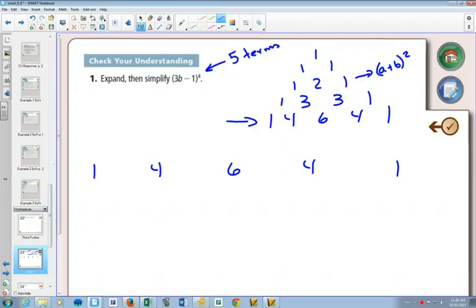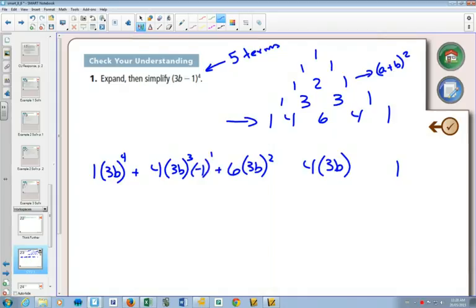And whatever my first term is, which is 3b, that's going to be to the power of 4, and that 3b is going to go down by 1 each time until there's none left in the last one. And our second thing, which is negative 1, is going to start with one of them here, 2 of them there, 3 of them there, and finally all 4 of them there. So our first term goes 3b to the 4, then 3b cubed, 3b squared, 3b, and then there'd be none. And our second term, which was negative 1, you start with 0 of them, then 1, then 2, then 3, then 4.